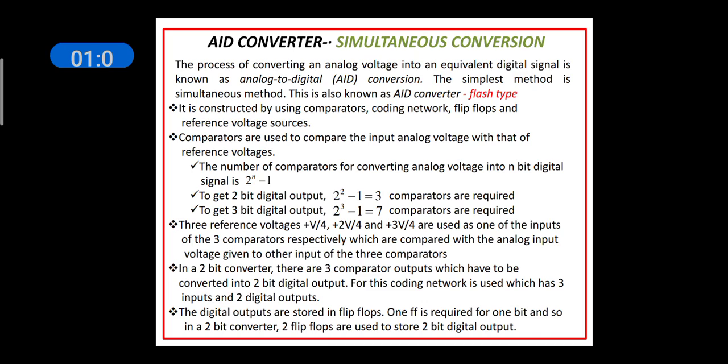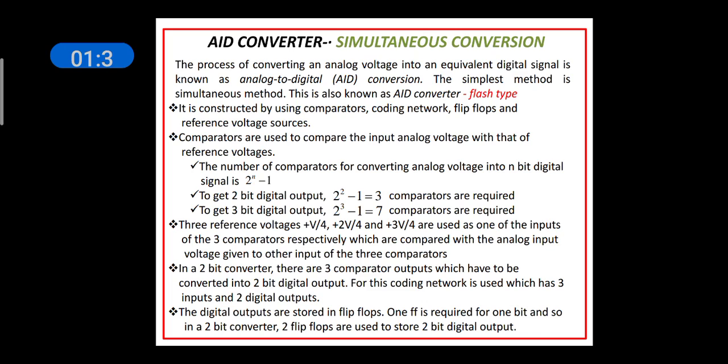3 reference voltages, plus V by 4, plus 2V by 4 and plus 3V by 4, are used in a 2-bit converter as one of the inputs of the 3 comparators respectively, which are then compared with the analog input voltage given to the other inputs of the 3 comparators.